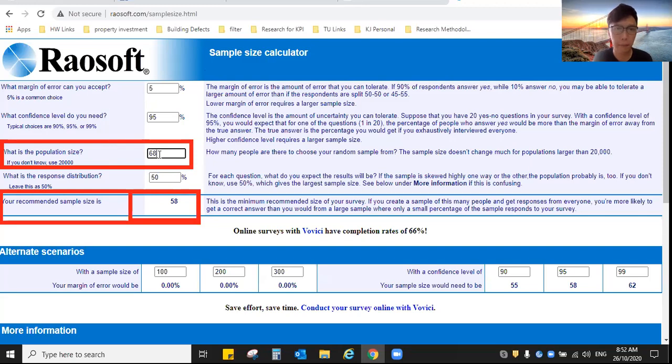Okay, at 12 p.m. So this group of students that come at 12 p.m., I want to ask how many of you are satisfied with how cold the aircon is. 68 of you. Can you write down what is your sample size? 58, right? Okay, 58. Yes, please write it down.